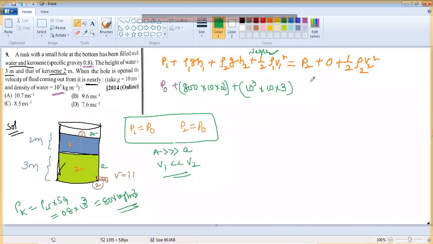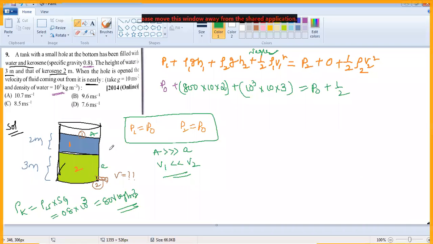So P2 is equal to atmosphere P0 plus rho. We take water here because corrosion floats on the water, so at the bottom I took water. Again we have a doubt, sir: why can't you take the corrosion at the bottom? Generally corrosion floats on the water because corrosion is less dense than water. So I took water at the bottom and corrosion at the top. Did you get my point now? Yes, sir. The 10 power 3 into V2 square.